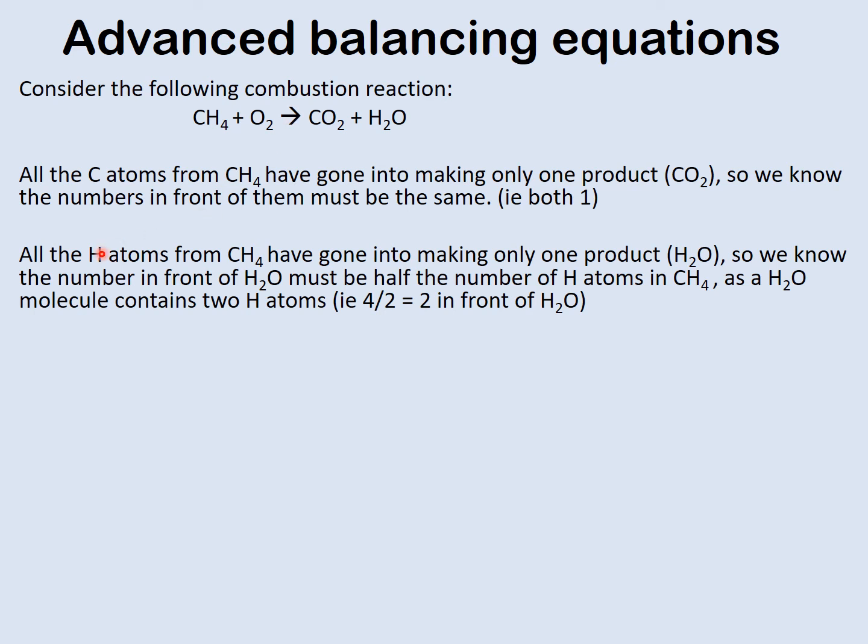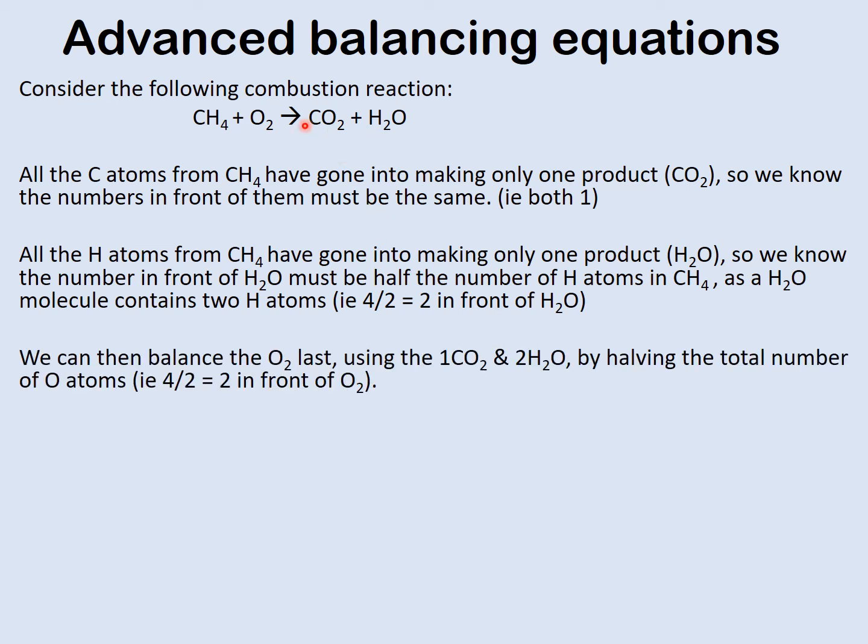Right, the hydrogen from this CH4, all of that has gone into making water. It hasn't gone anywhere else either. So if you think about what that means, it means that the number in front of the water must be half the number of hydrogens in CH4. Why have I said that? Well, because each water molecule contains 2 hydrogens. So I'm going to need 4, aren't I, for this one? So if I want 4, I need 2 molecules of water, because 2 times 2 will give me that 4.